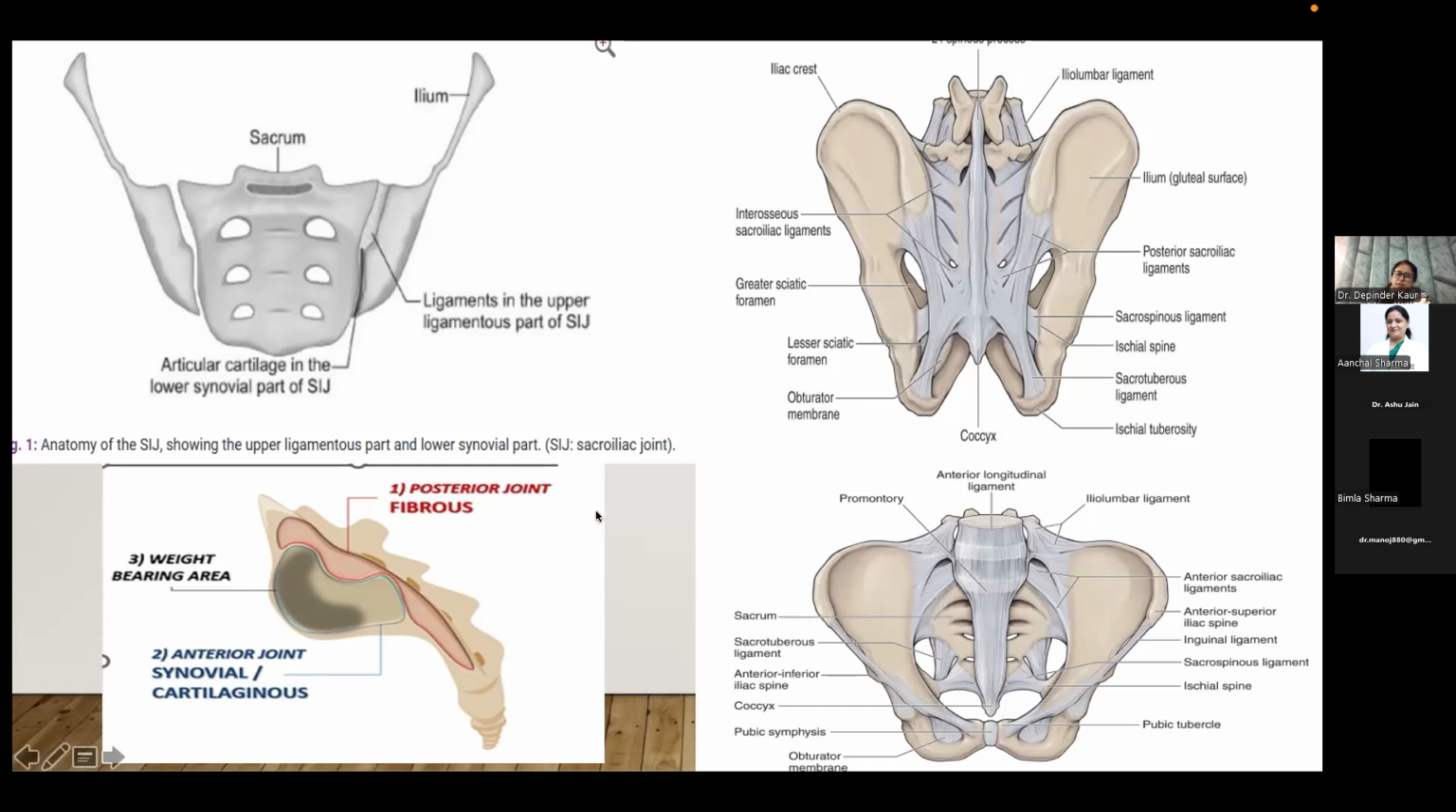If you see this section of the slide, here you can see the load bearing area. So we have the anterior L-shaped synovial part of the joint.